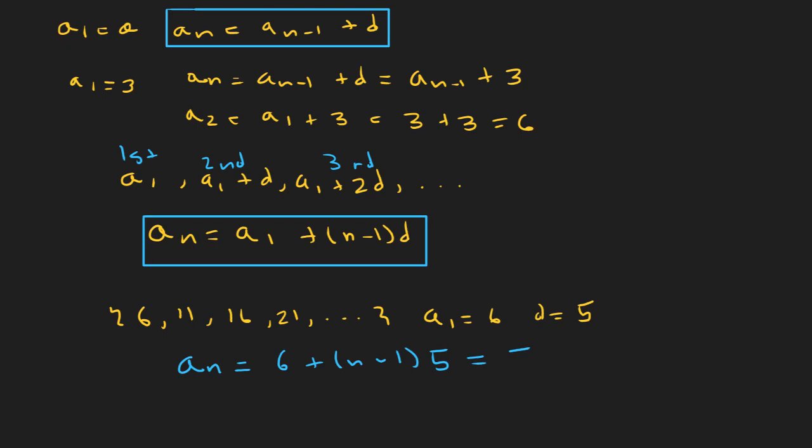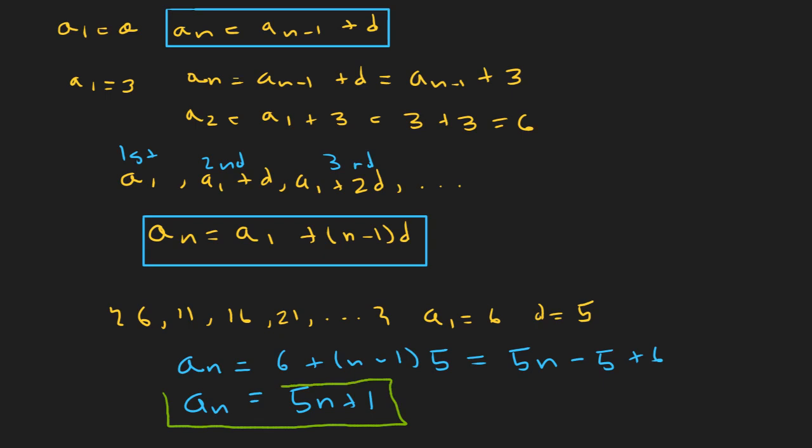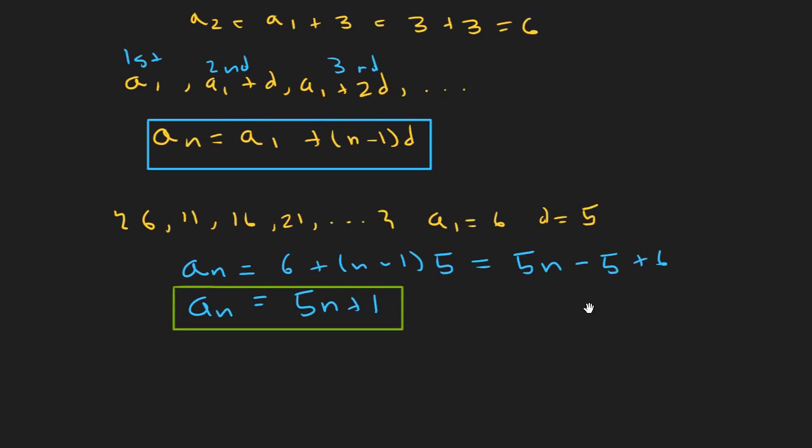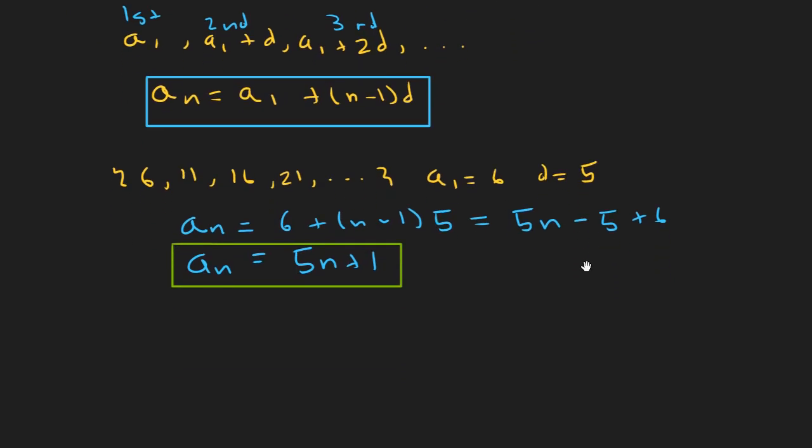It's going to give us 5n, but notice that it's going to give you minus 5 plus 6. But then furthermore, that gives you 5n plus 1. And there we have our sequence that generates those terms 6, 11, 16, 21, and such. Now note in particular that this sequence does not converge to anything in particular.